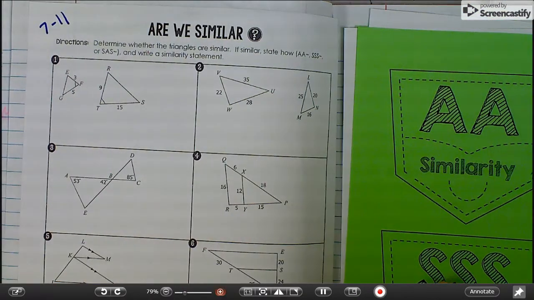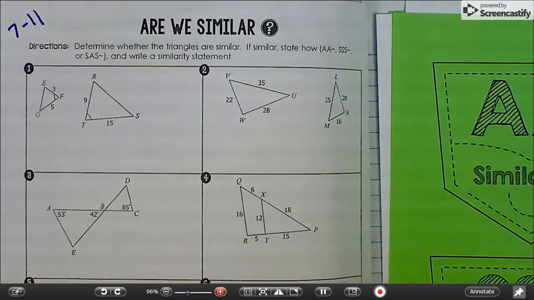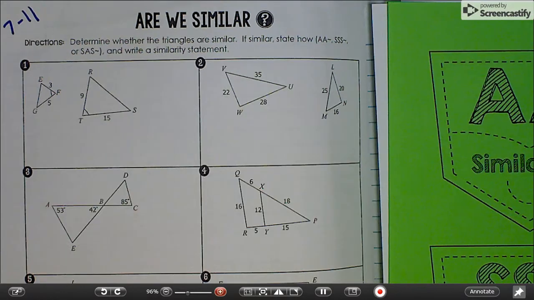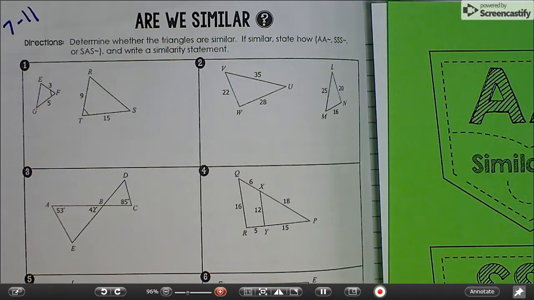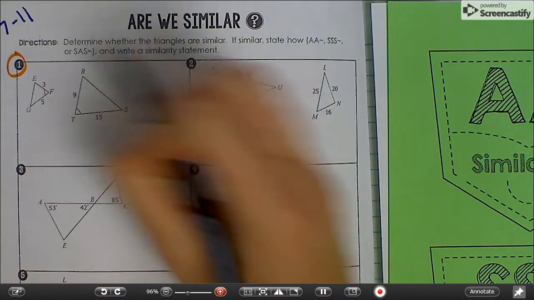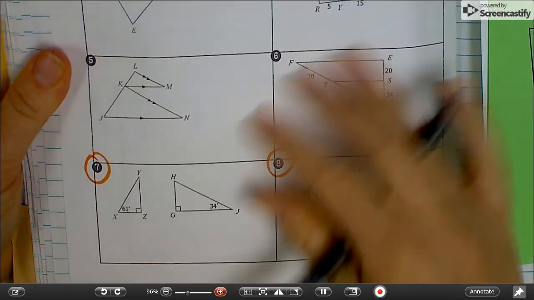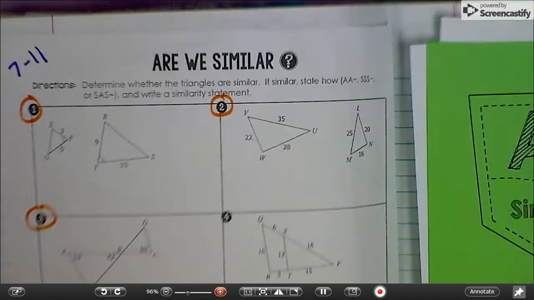And for the second part of proving triangles similar, we're going to do this little worksheet called Are We Similar? I'm going to show you a couple, just to go over it with you, like actually one or two of them. I'm going to have you do a couple and then check your answers with mine, and then I'll show you some of the confusing ones. So if you want to get a head start, you should do numbers 1, 2, 3, and then 7 and 8. I'd like you to wait a second on 4, 5, and 6.